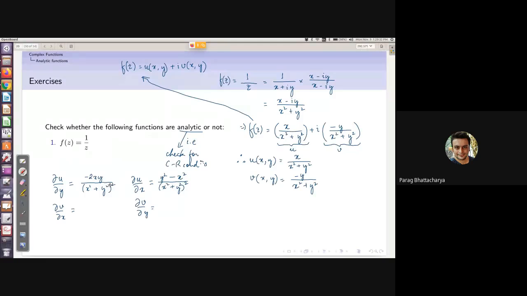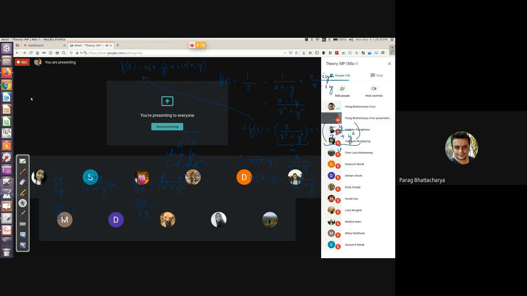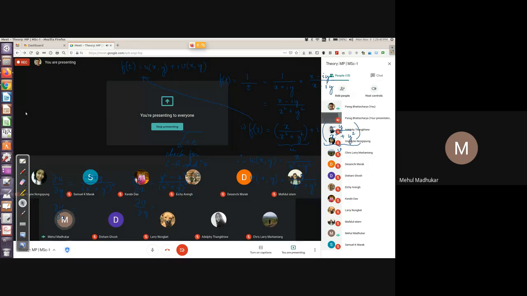Others, are you all working or not? Anybody else? Actually, I missed that. It's minus 2xy by x square plus y square whole square. Then proceed for v, the partial derivatives for v. What about the others? Sir, can you show the v function once?